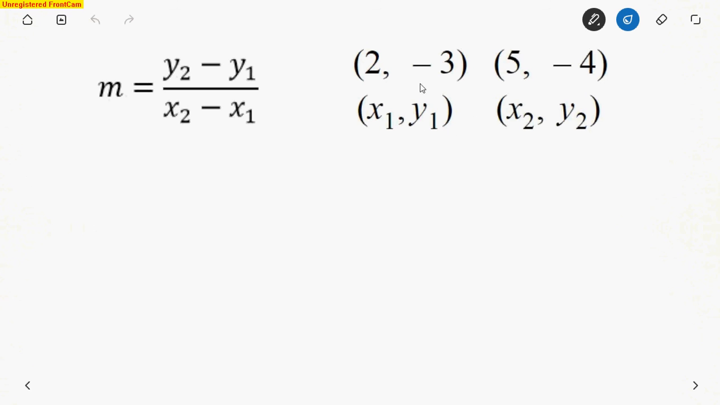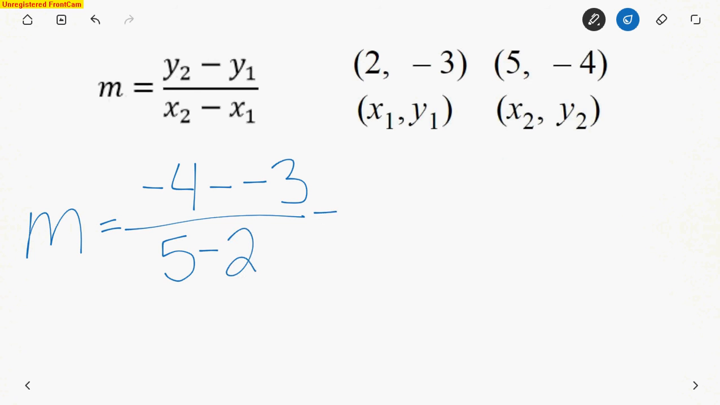Okay? So for this example, my first ordered pair is 2, negative 3. So my x1 and my y1 are 2 and negative 3. My second ordered pair is 5, negative 4. So my x2 and my y2 are 5 and negative 4. So for this one, if I want to find my slope, I would say m equals negative 4 minus negative 3 over 5 minus 2. So I would have negative 4 plus 3 over 5 minus 2, which is just negative 1/3.